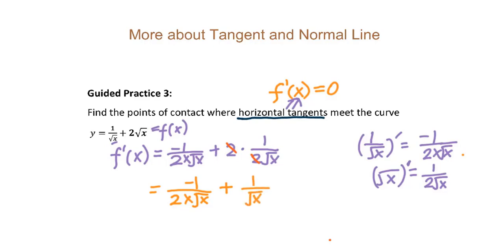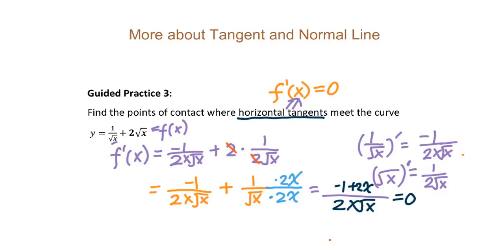We want to get the same denominator so that we can add together. You need to multiply by 2x. Therefore, you will get a denominator that is 2x square root of x, and on the top, negative 1 plus 2x. We will set up this derivative equal to 0.